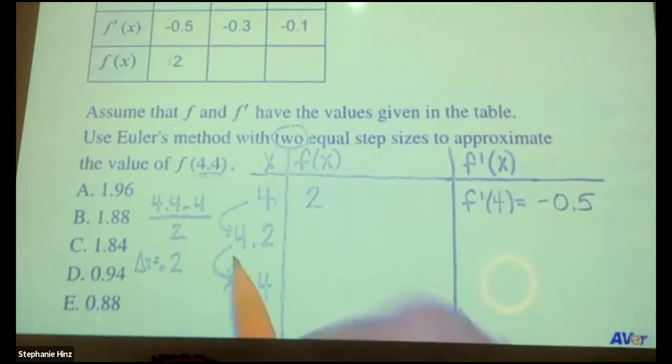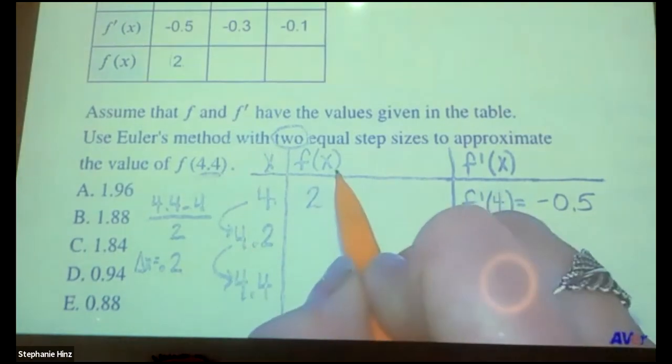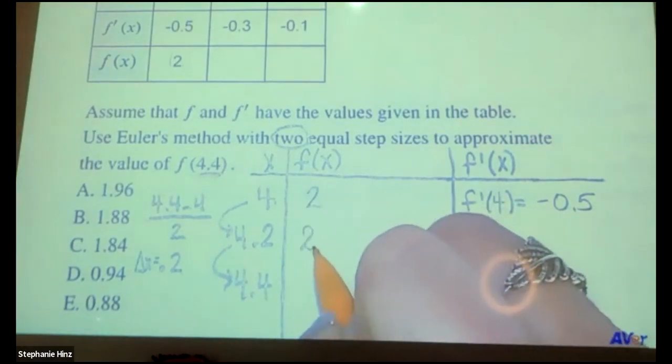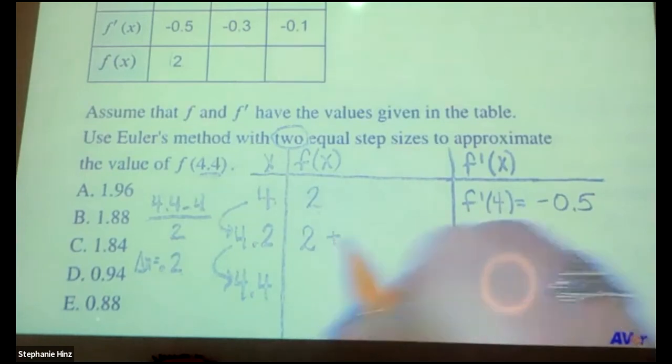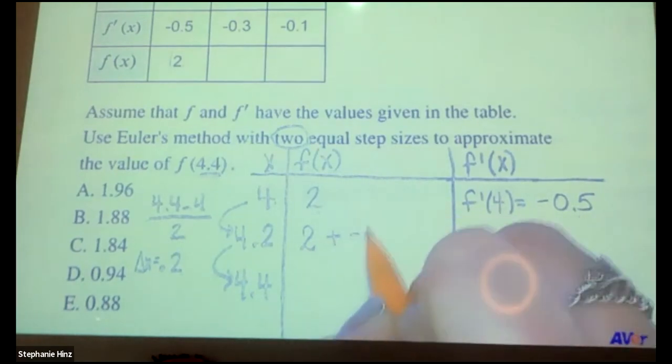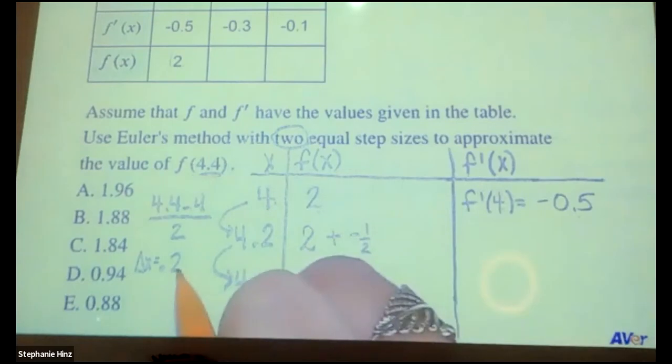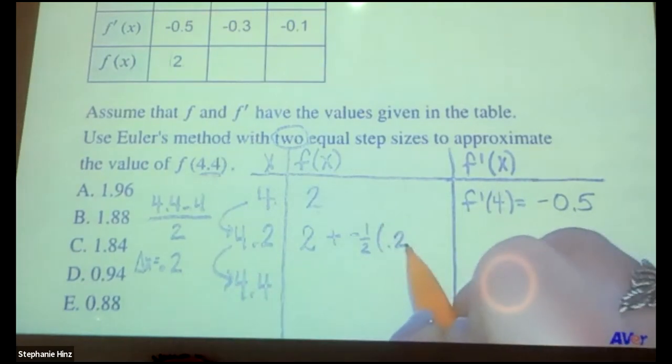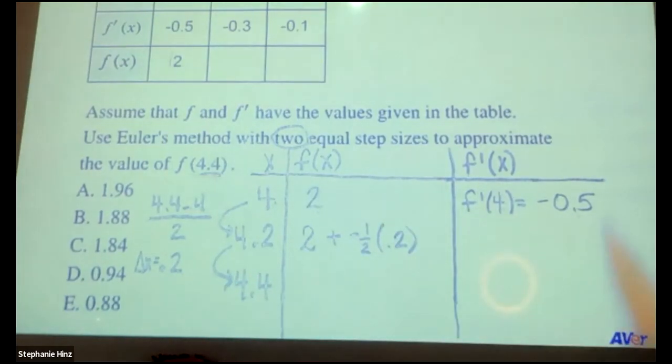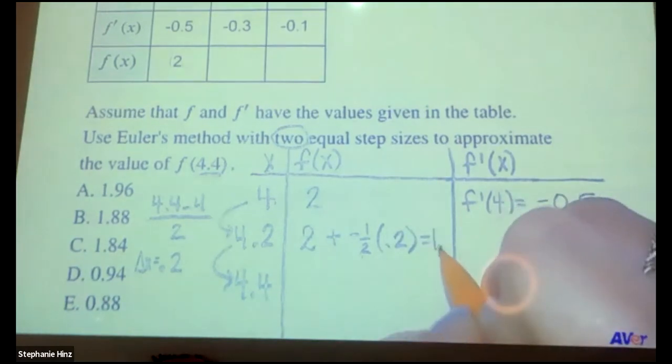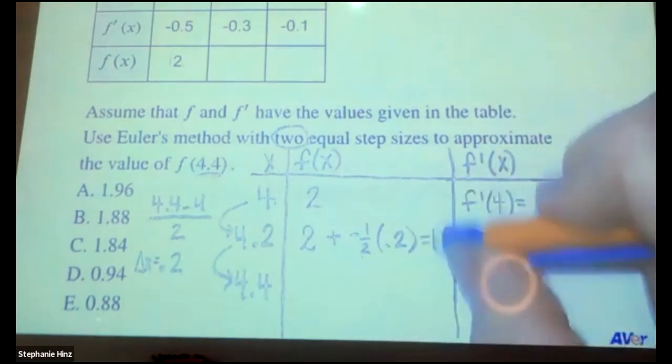So now, writing a tangent line. Our tangent line is always the previous y plus my previous slope times my step size. So my previous slope was -0.5. I just wrote -0.5. -0.5 times 0.2 is -0.1. So 2 minus 0.1 is 1.9. I didn't leave myself much space, did I?